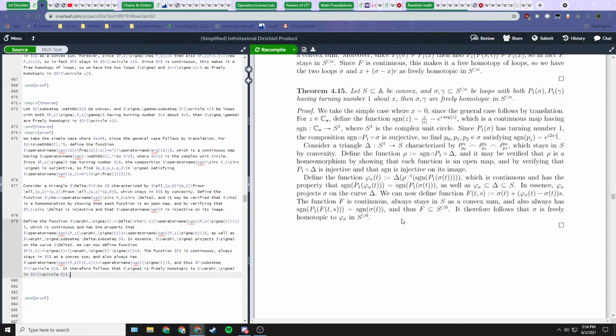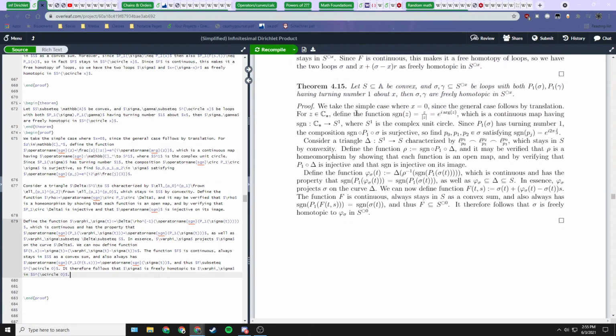The way that we're going to prove that is we're going to take this simple case where x equals 0. This makes it a lot easier. The general case follows just by translating. So if we're puncturing this disk at x, and we translate the entire set and the curves sigma and gamma by x, then we get the 0 case. So if we prove the 0 case, then the rest follows by translation.